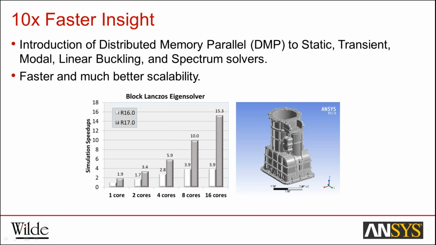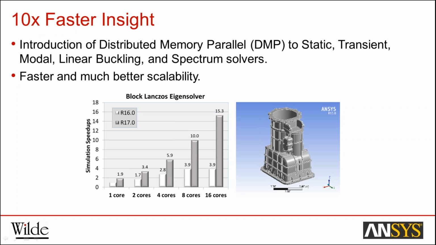So if we just take an example, comparing version 16 to version 17, this is of a modal analysis of a gearbox housing. We can see a comparison of the modal analysis with 1, 2, 4, 8 and 16 cores, all based on a comparison between version 16 on one core, and then we're looking at the speed ups for the rest of the simulations.